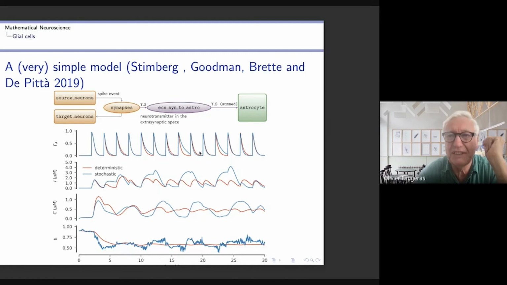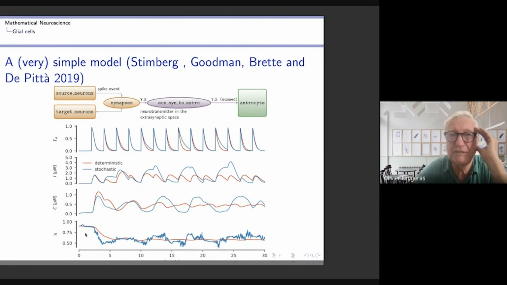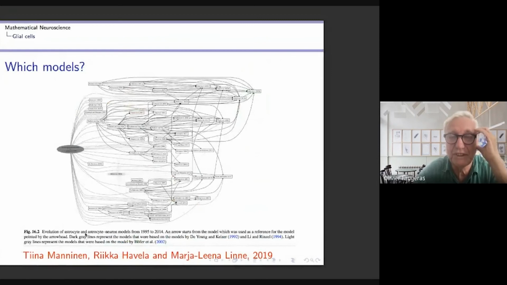One is deterministic, with the H variable, which you remember, and the other one is stochastic. And stochastic is very elementary: they just add white noise to the equation. What you see is the time variation of the IP3, the calcium concentration, and the H variable. And you can see that noise seems to be very important. The curves are very, very different. And this is a hint as to what I will say in a few slides.